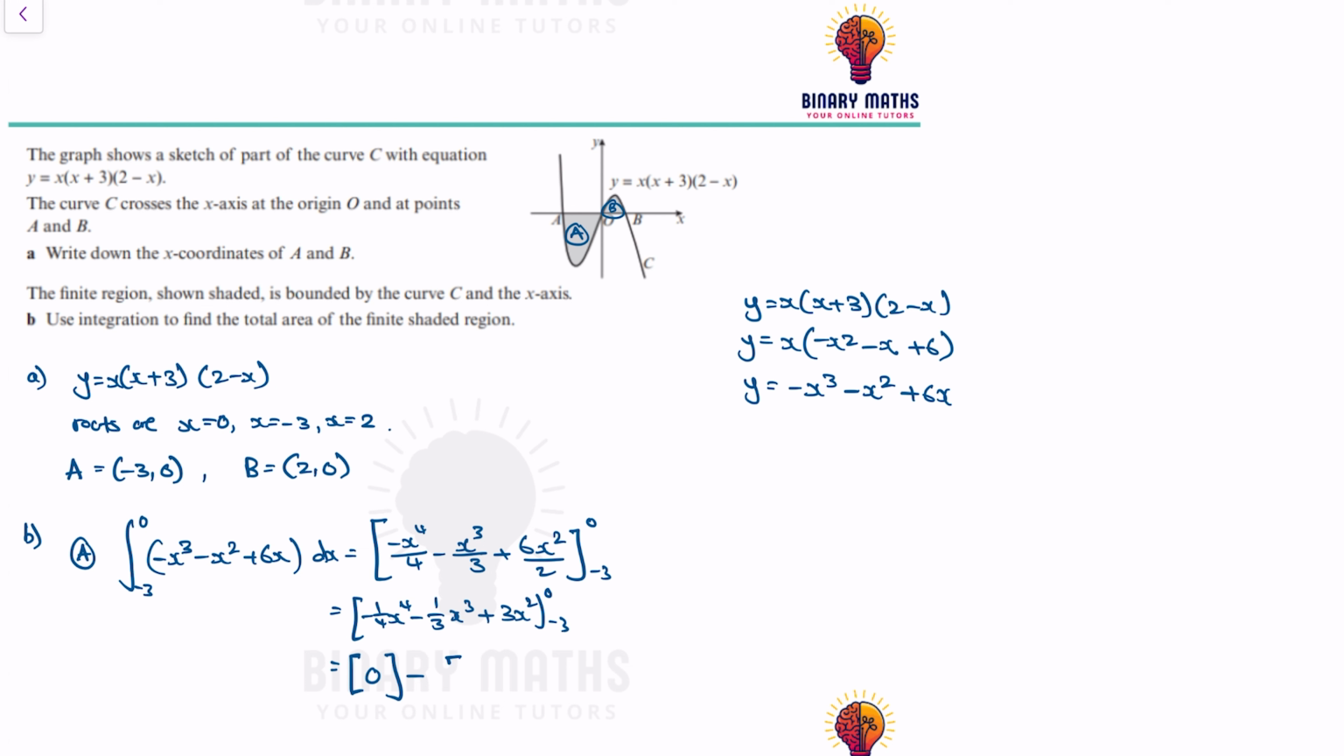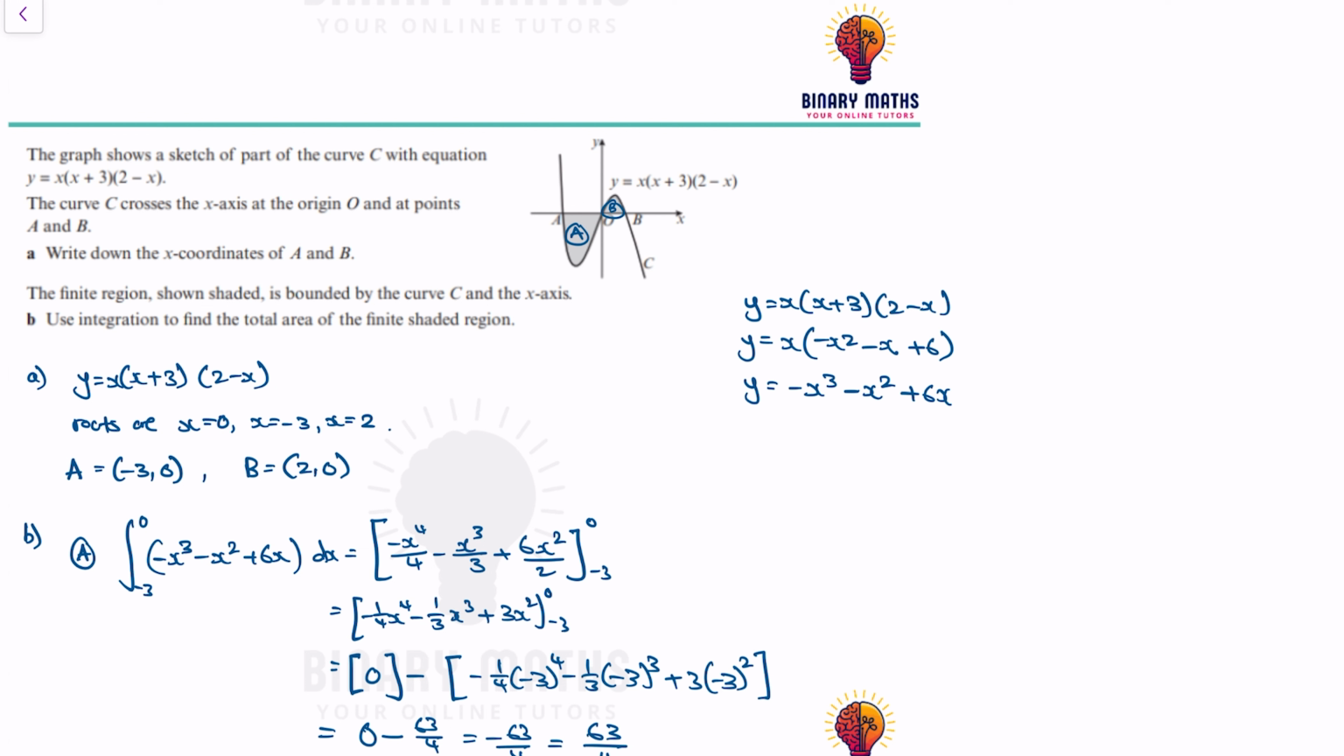And I just substitute in negative 3. So minus a quarter times negative 3 to the power of 4 minus a third times minus 3 to the power of 3 plus 3 times minus 3 all squared. Okay, when I put that into my calculator, I get 0 minus 63 over 4, which is negative 63 over 4, but we changed to a positive. So we did get a negative answer, but we changed to a positive. So 63 over 4 is my answer for A.